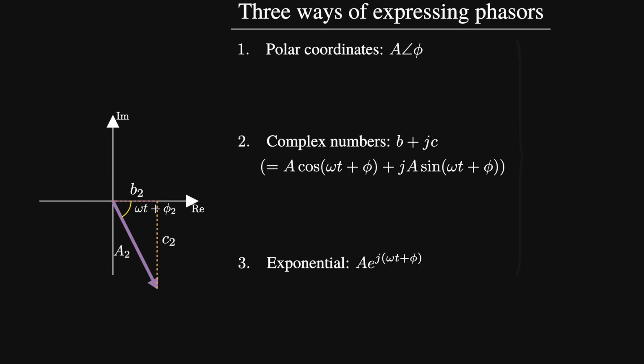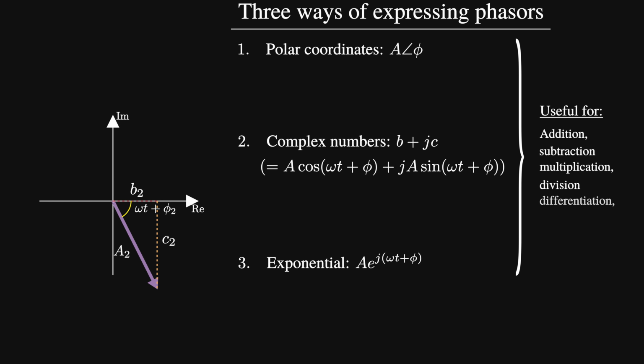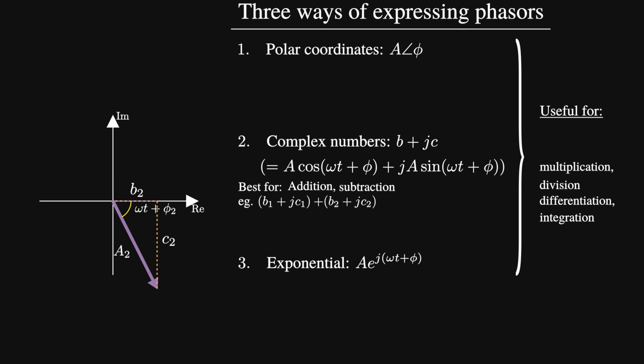So why is all this useful? When calculating AC circuits, we regularly have to add, subtract, multiply, divide, differentiate, and integrate sinusoidal expressions. Converting our sine waves to different mathematical forms makes these operations far easier. For addition and subtraction, complex number format is best because all we have to do is add or subtract the real parts and add or subtract the complex parts, which are just numbers. This is much easier than trying to add or subtract exponentials, for example.